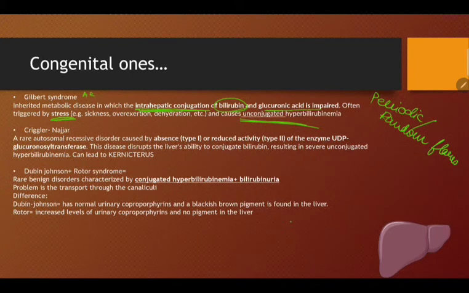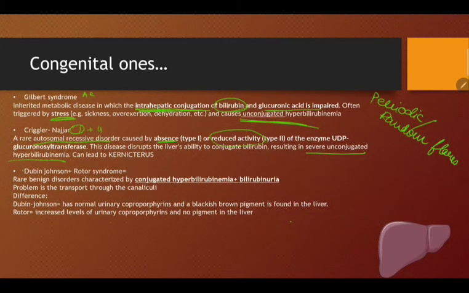Crigler-Najjar is, again, an autosomal recessive disorder. There are two types, 1 and 2. The first type is when there's an absence, and the second type is when there's a reduced activity of the glucuronyl transferase enzyme. If that happens, again, there will be severe unconjugated hyperbilirubinemia. So Gilbert syndrome and Crigler-Najjar cause unconjugated hyperbilirubinemia. That means increased unconjugated bilirubin in the blood.